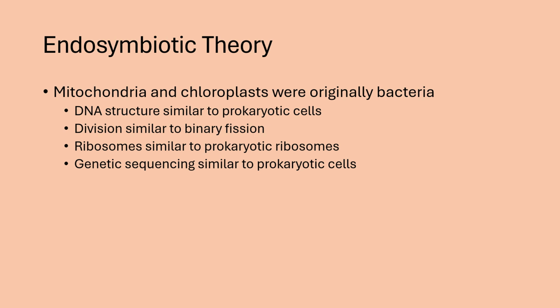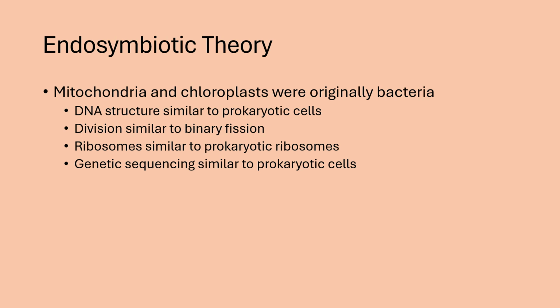The reason they've been looked at so much is that both of these structures have their own DNA in them, which makes you wonder why it is there in the first place. And the structure of the DNA is similar to prokaryotic cells. It's circular. In eukaryotic cells, the DNA is linear. So even though they're in a eukaryotic cell, the structure of the DNA doesn't look right. It's circular instead of linear.